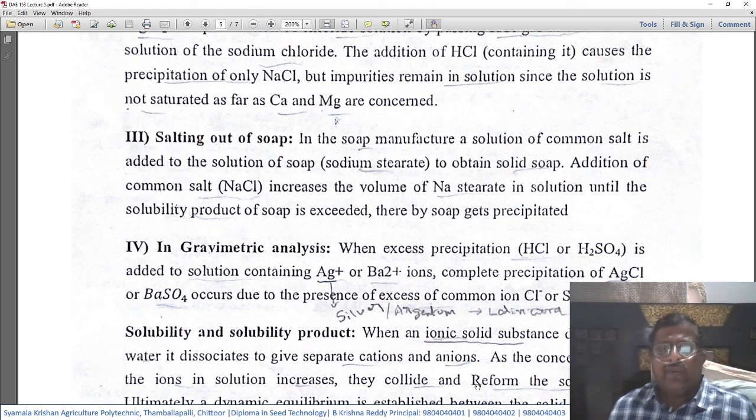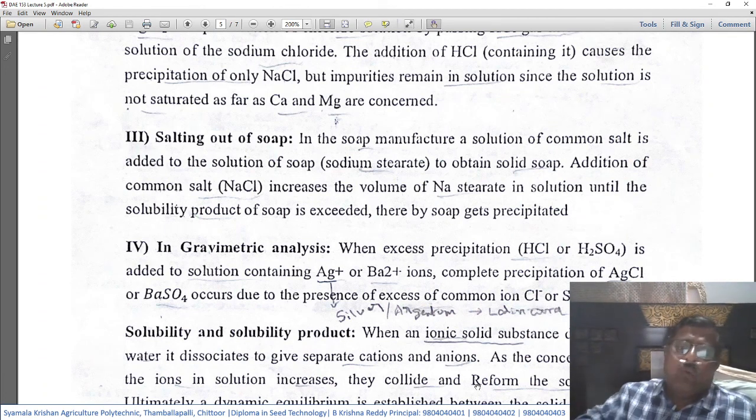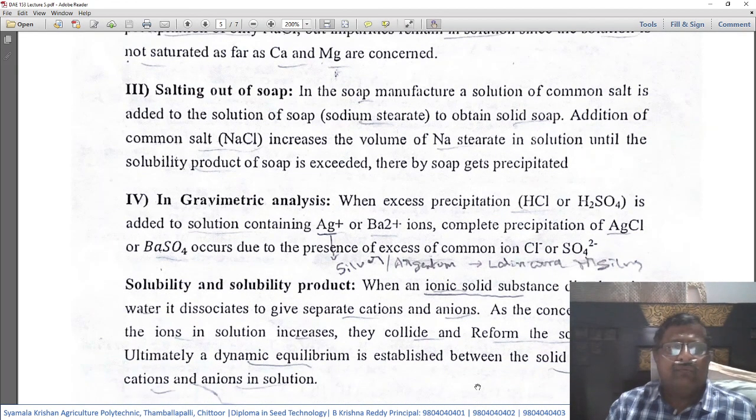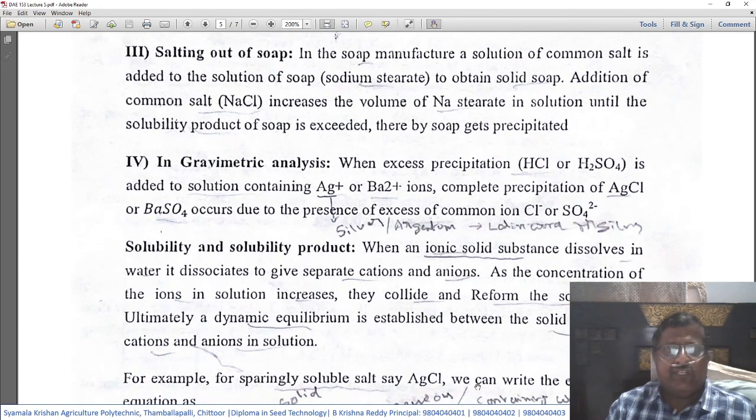Thereby, soap gets precipitated. That means in the manufacturing of soap, the precipitation of the soap into a solid will be hastened or increased due to the addition of sodium chloride, which is once again because of the common ion effect. Okay, that means one application is in the purification of common salt. The second application is in the making of soap. Then comes the fourth one, in gravimetric analysis.